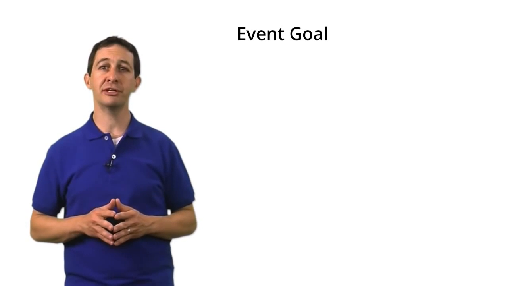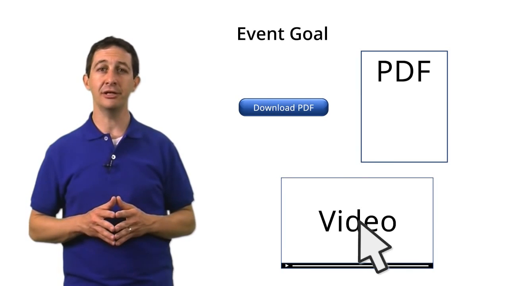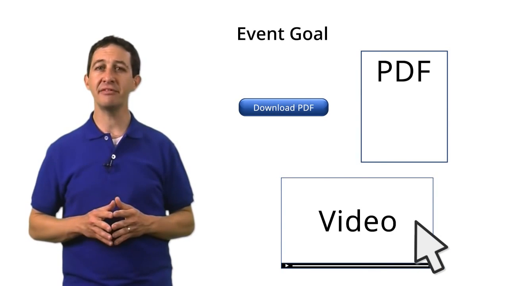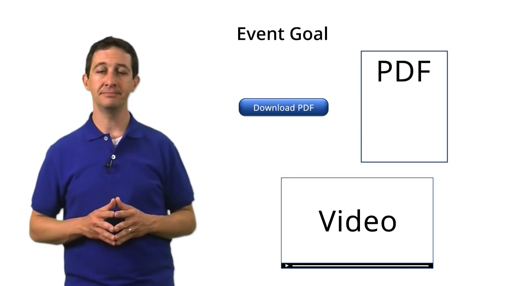The second type of goal you can use to track a user action is an event goal. This type of goal is triggered when a user does something specific, like downloading a PDF or starting a video. You need to have event tracking implemented on your website in order to use this type of goal.